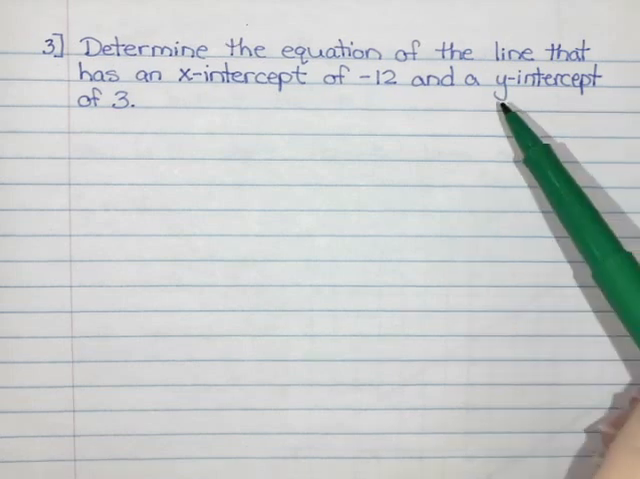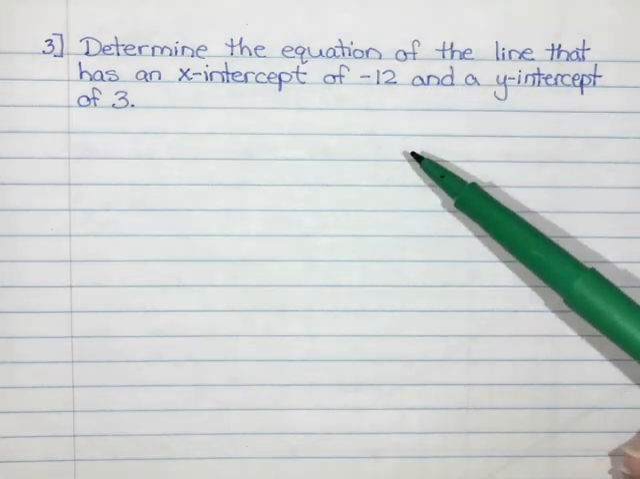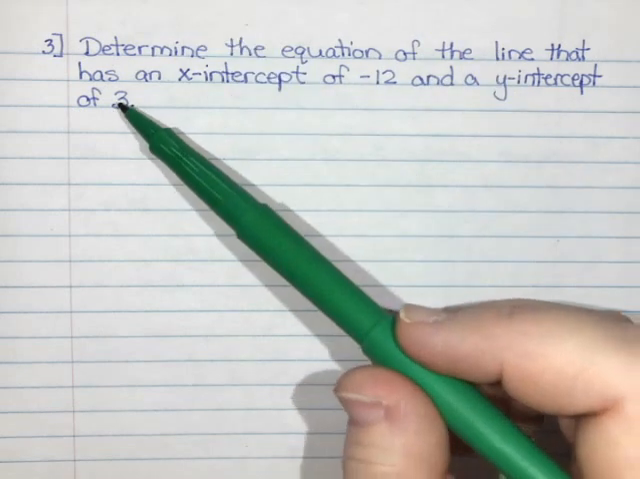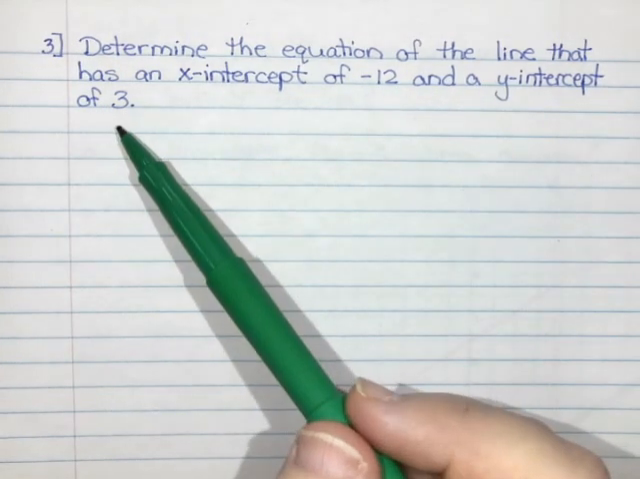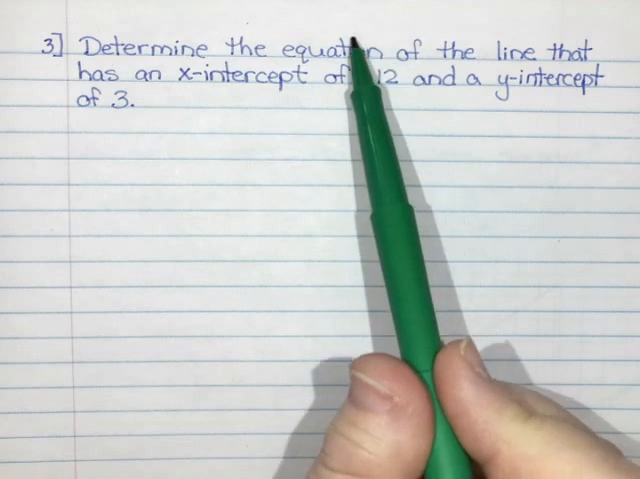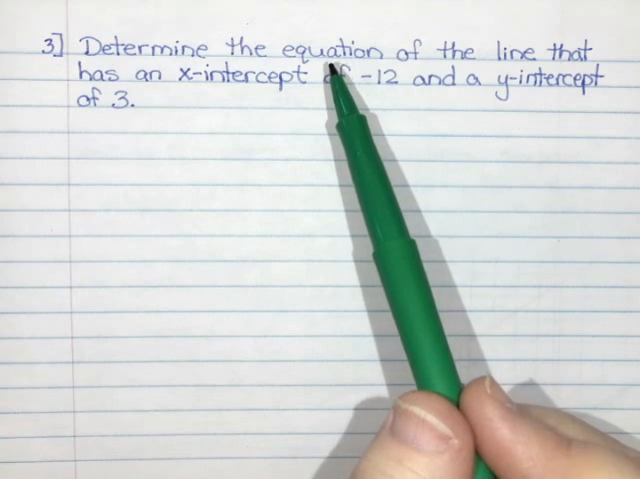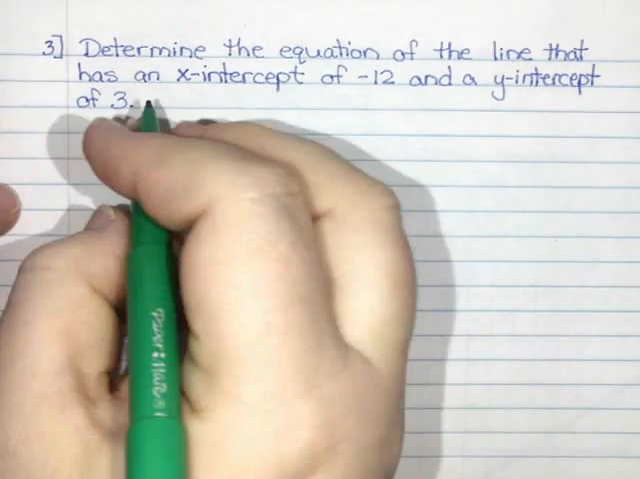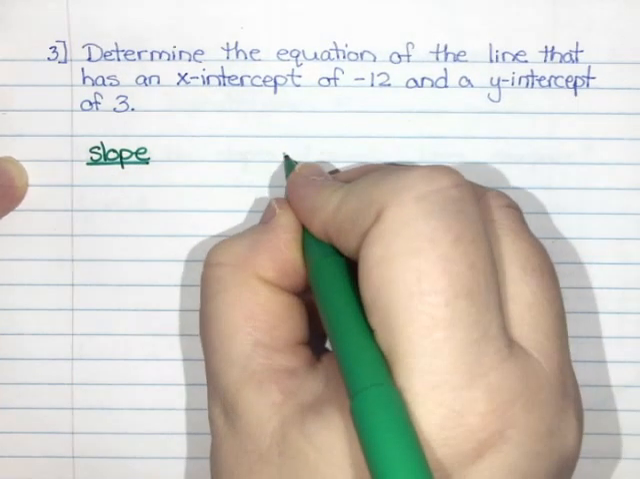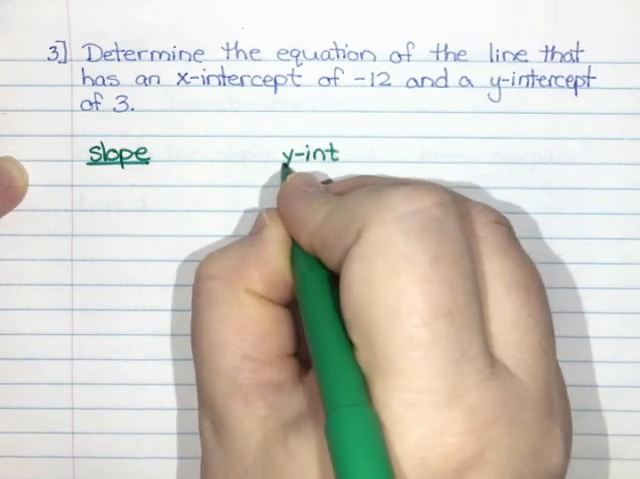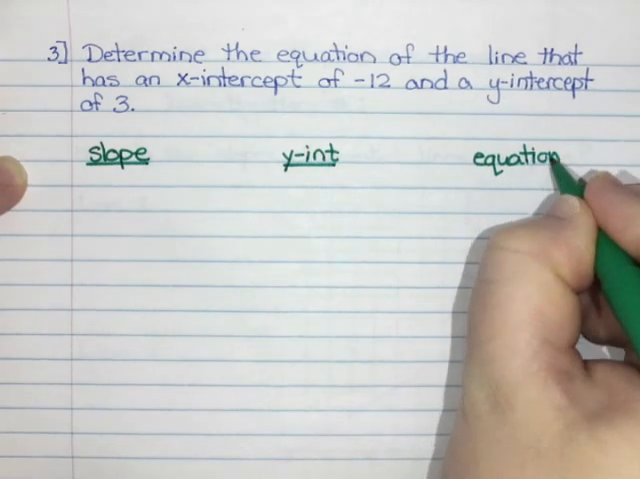This is the third part of our lesson on finding the equation of a line from 2 points. So our question here says, determine the equation of the line that has an x-intercept of -12 and a y-intercept of 3. Because we are being asked to find the equation y equals mx plus b, we need to know m and b, which are the slope and the y-intercept. So I need to find the slope, and I also need to find the y-intercept. And together, we can use those to make an equation.